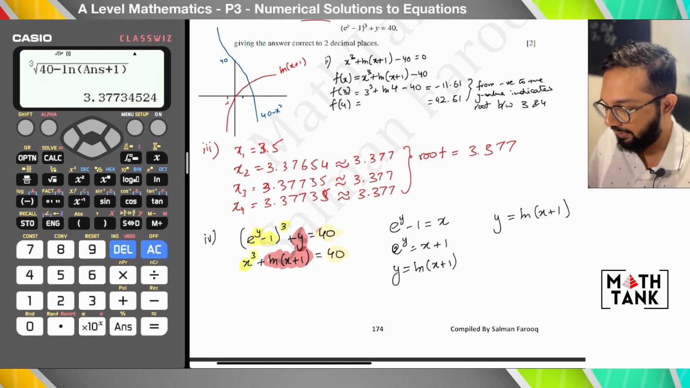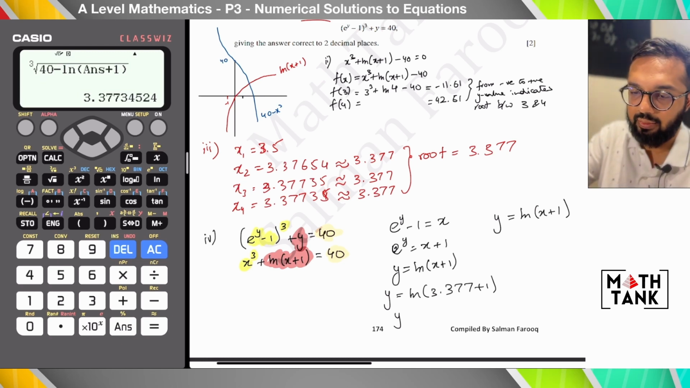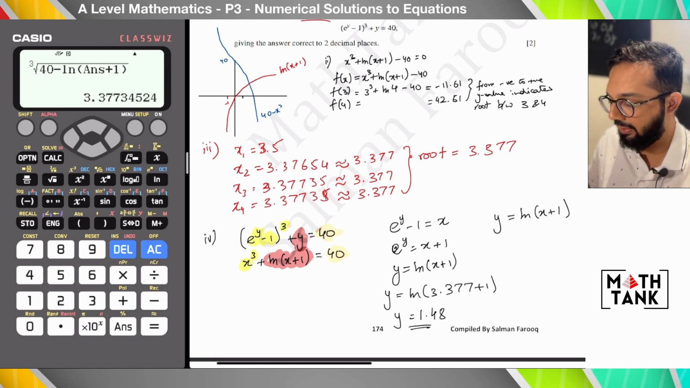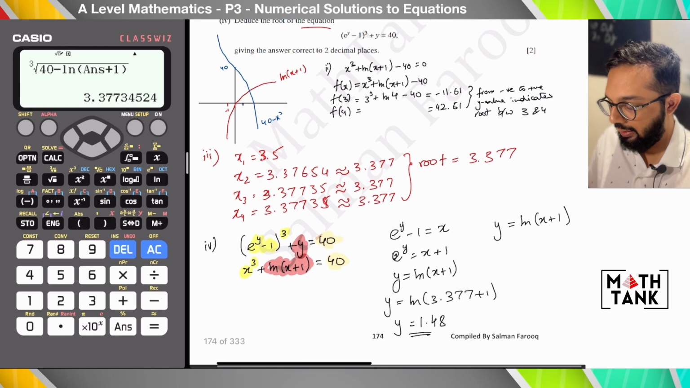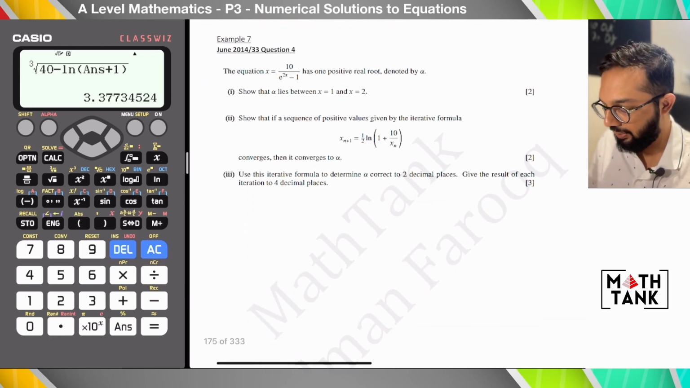Now I already have the answer for x, and that is ln 3.377 plus 1. So y is therefore 1.48. That's what the question says, correct to 2 decimal places. Okay, that is the end of this question. Let's move to the other question.